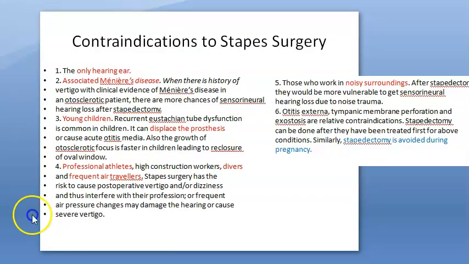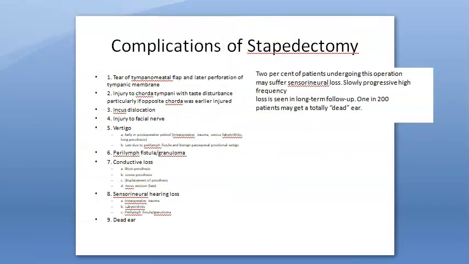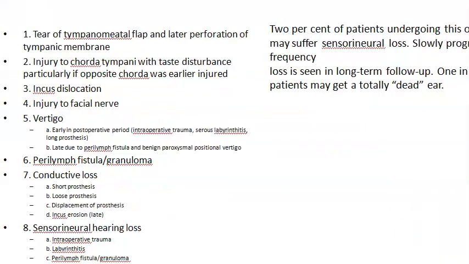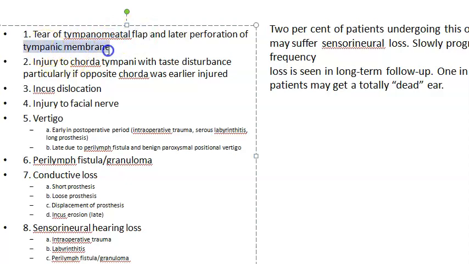Finally, we reached complications. What will happen if you do the stapedectomy? Basically, you can tear the tympanomeatal flap, perforate the tympanic membrane. You can injure the chorda tympani nerve. You saw the chorda tympani nerve, right? How close it is. Facial nerve also can get injured. You saw the positions when you open the tympanomeatal flap. Incus can get dislocated. You know, you're handling the incus, right? You're removing the stapes. You're breaking the suprastructure of the stapes and removing it. You may dislocate the incus. Looks like people can have vertigo.